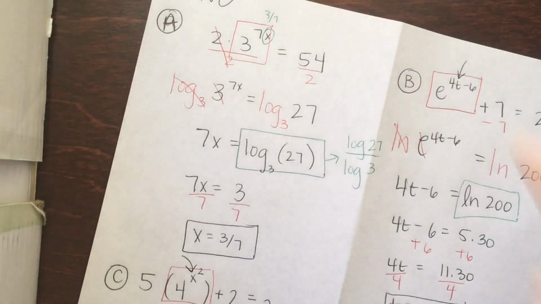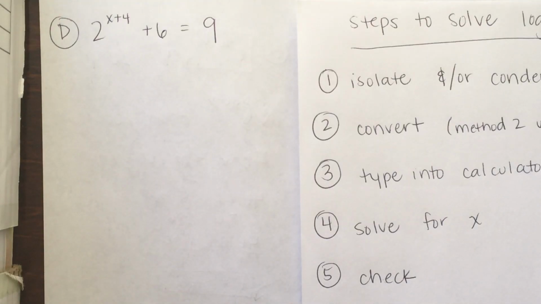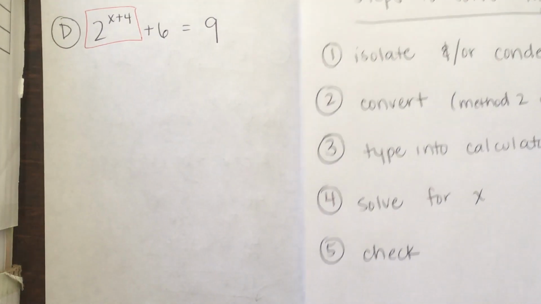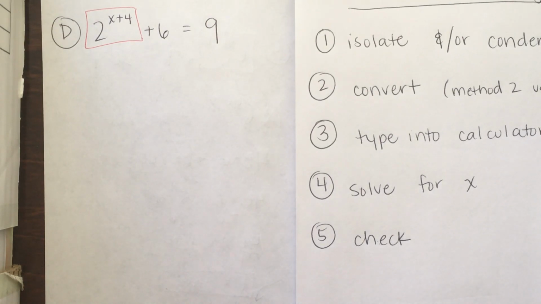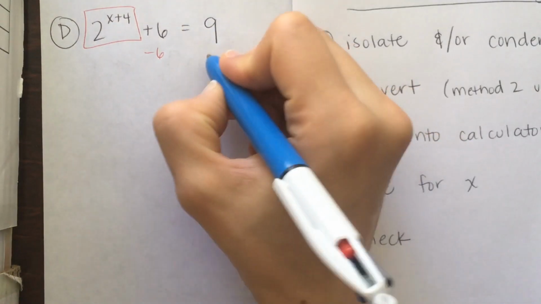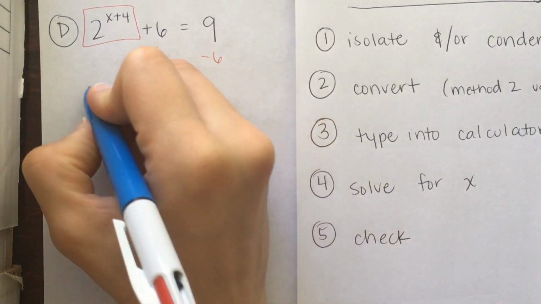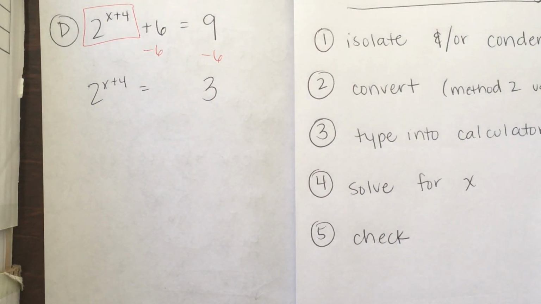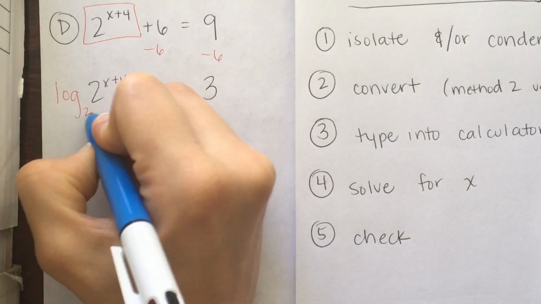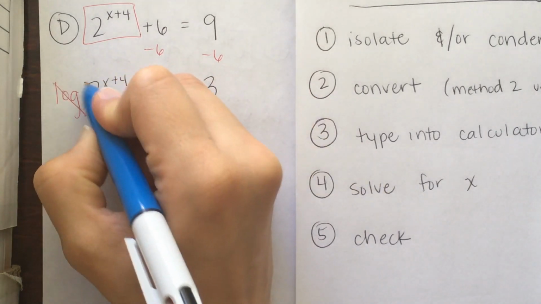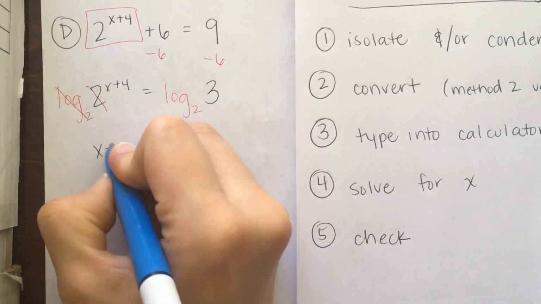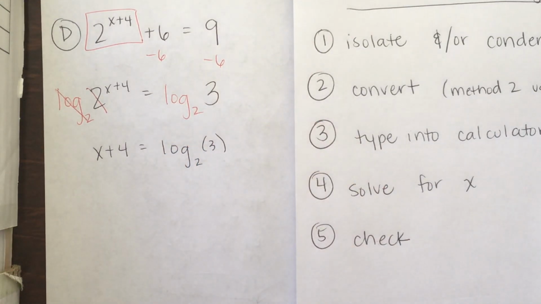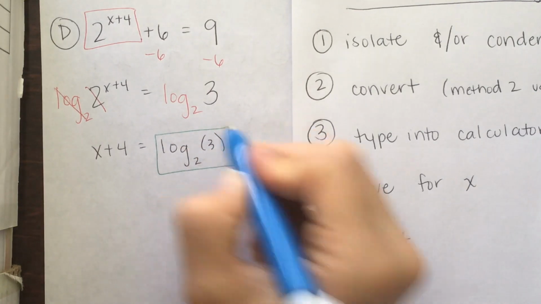All right, and then last example. Okay, step 1, we want to isolate our exponential piece. That means I need to subtract 6 over to the other side. Step 2, convert. I'm going to convert by putting log base 2s in front of both sides. So this will simplify. And the right-hand side stays log base 2 of 3, but that is all calculator buttons.